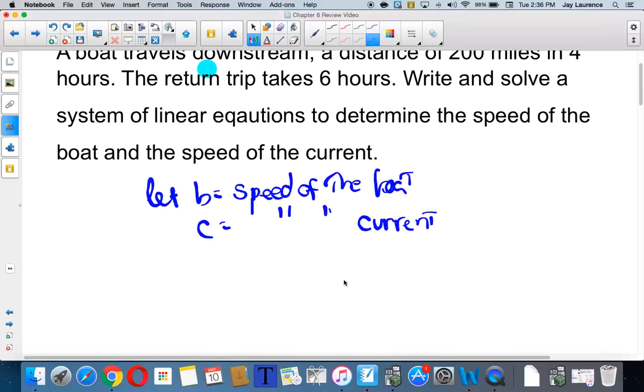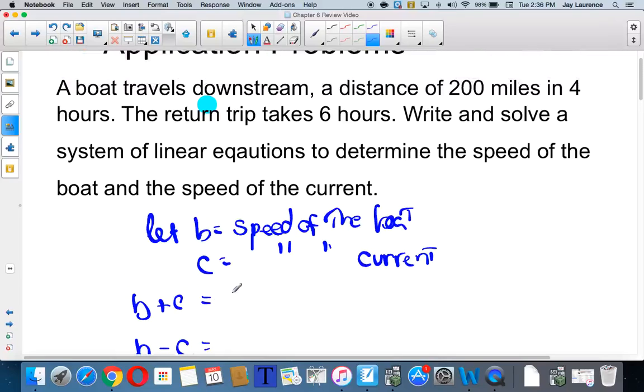All right, so when I'm going downstream, that's the boat plus the current, right? Because the current's pushing me along. When I'm going upstream, it's the boat minus the current. Now I have a speed plus a speed. That has to equal speed. But they didn't give me a speed. They gave me a distance and a time. Well, doesn't speed equal distance divided by time?